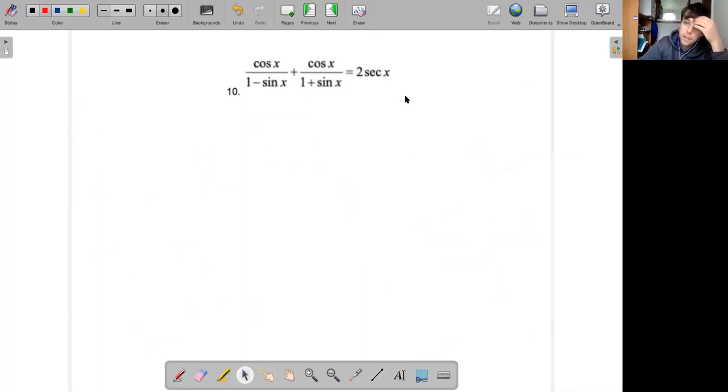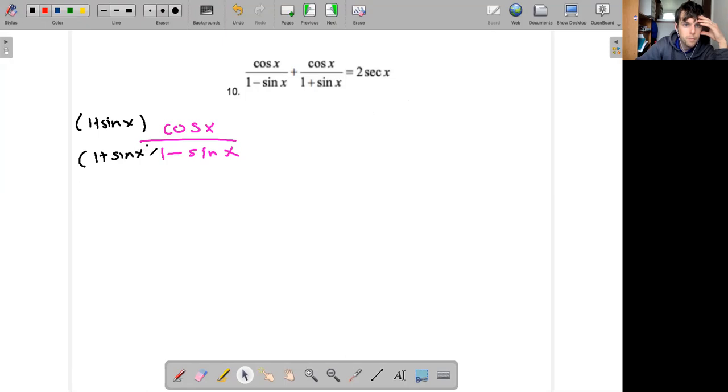So what we're going to do is get a common denominator. And these denominators are actually conjugates. So when we start multiplying things out, I think it's really going to start to make sense. So for this first one, cosine x over 1 minus sine x, I'm going to multiply this one by 1 plus sine x. So we're multiplying this by 1 plus sine x on top and bottom.